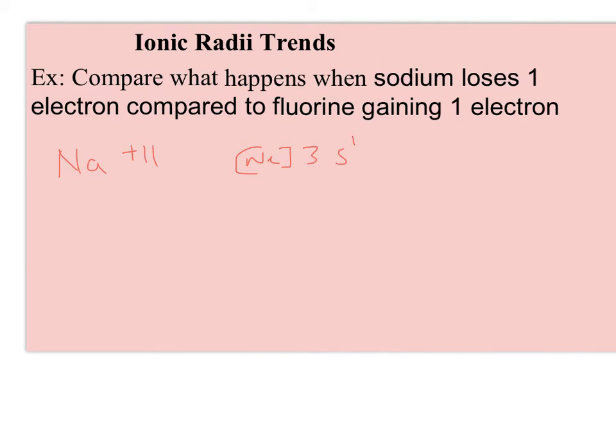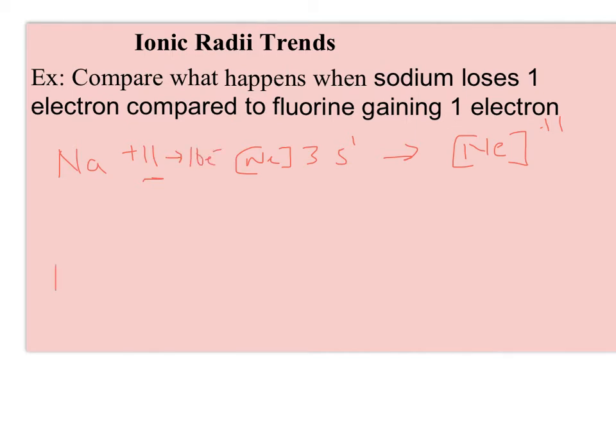So when it loses 1 electron, what's left is just the configuration of neon, which is great. That's what we wanted, a noble gas configuration. But it's still a +11 charge pulling on what's left of the 10 electrons.